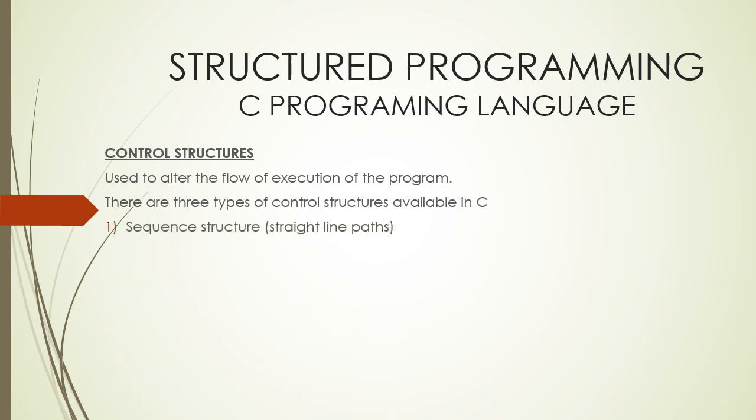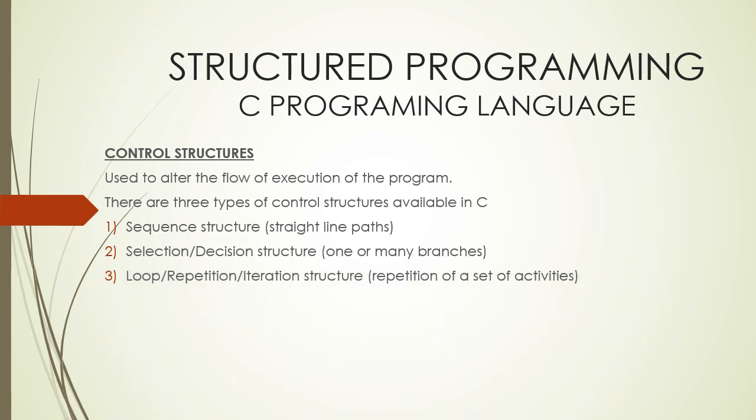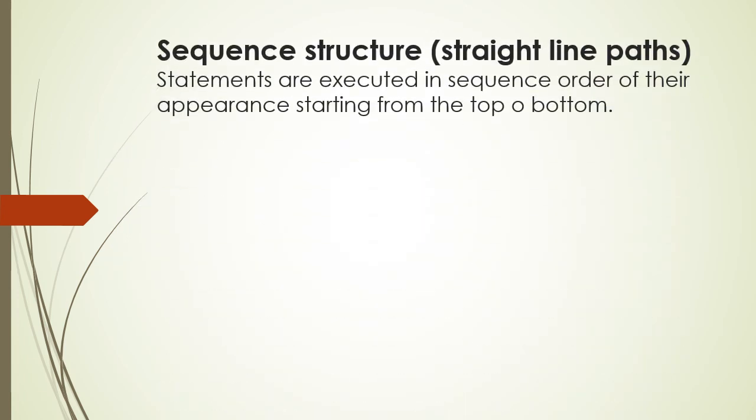One being the sequence structure, that is a straight line path. Two being the selection, or decision structure, with one or many branches. And three, we are using the loop, repetition, or iteration structure, that is repetition of a set of activities. Now let us check on the sequence structure, a straight line path. Those statements are executed in sequence, that is, in order of their appearance, starting from the top to the bottom.